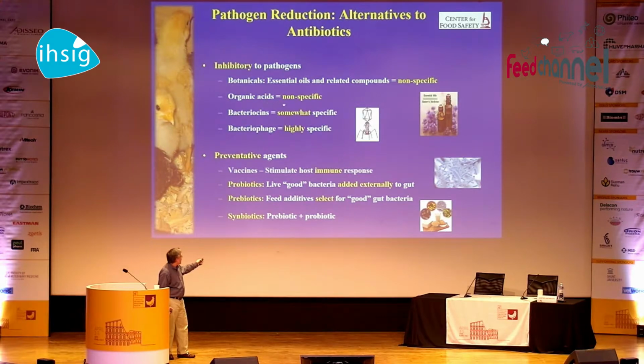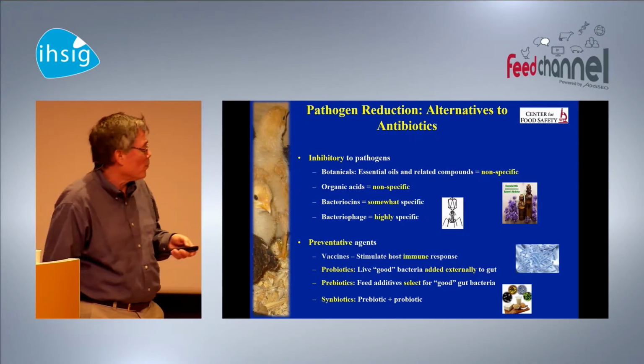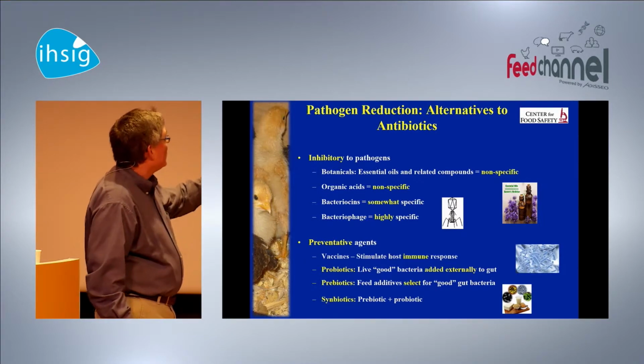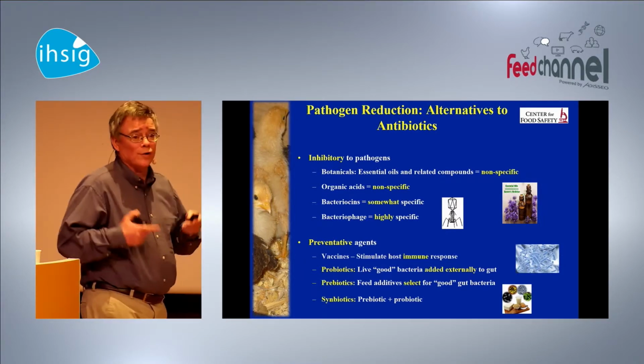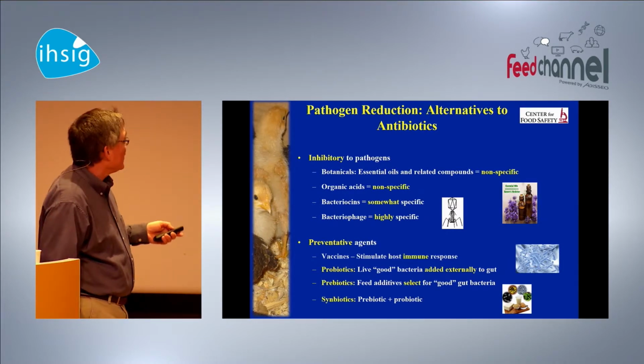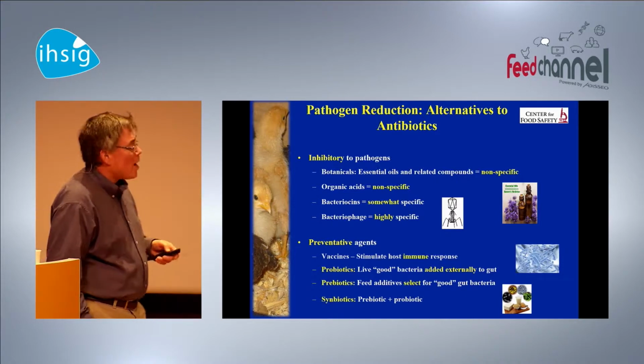Organic acids are also probably somewhat nonspecific. You would expect anaerobes, for example, that produce organic acids to be more resistant than, say, a facultative organism. Bacteriocins are going to be somewhat more specific and probably target only certain groups of organisms, such as gram-positives. And then finally, bacteriophages, which would be highly specific.